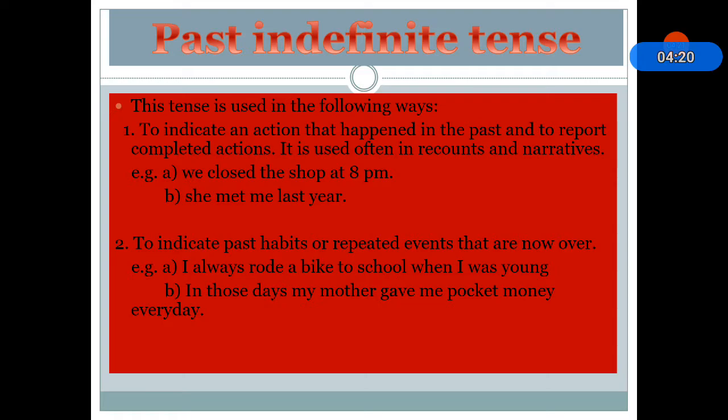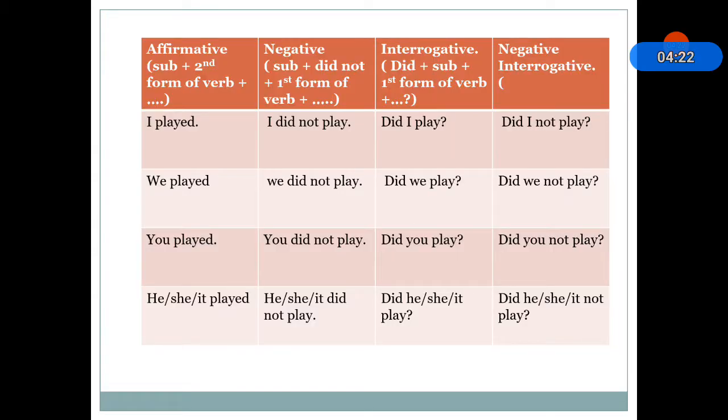Now let's move on to the various kinds of sentences, and now we'll study the rules of this tense in the various kinds of sentences. First is affirmative, or we also call them positive sentences. So the rule is subject plus second form of verb plus object. Example, I played.